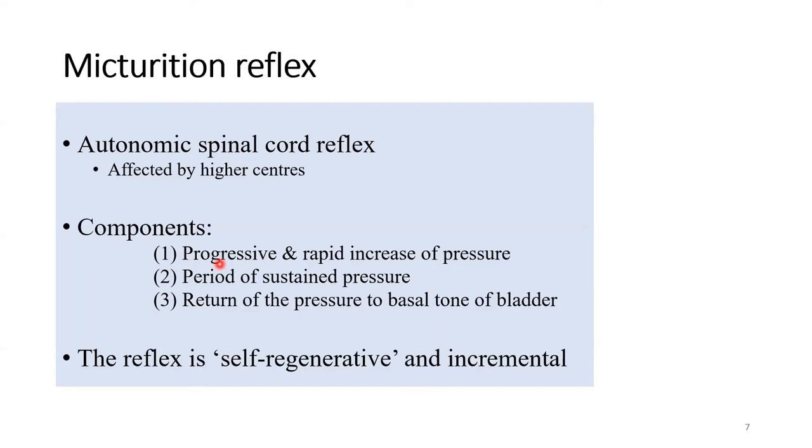So when you are adding volume to the bladder, there is progressive increase in the volume, which will then at one point trigger the micturition reflex. And when it gets triggered, there is progressive and rapid increase of pressure inside the bladder. Then this pressure will be sustained for a short period of time. And then the pressure will return back to the basal tone of the bladder. So this is a micturition reflex contraction. The pressure goes up, it stays there, and then it comes down back to baseline. Okay, it will be more clear when we talk about the systematogram.